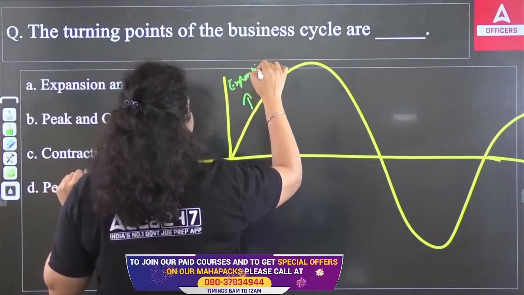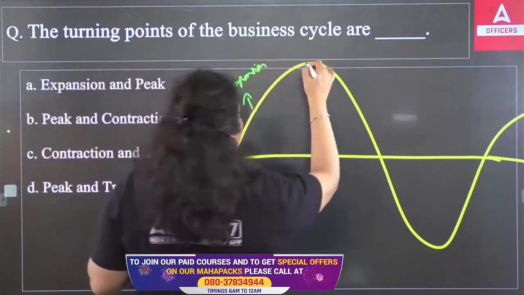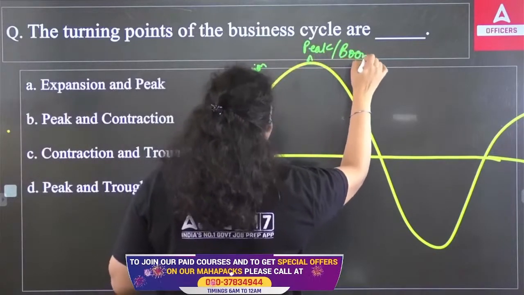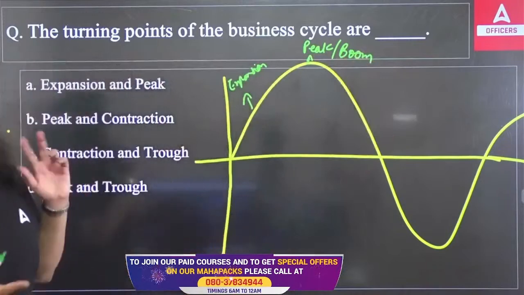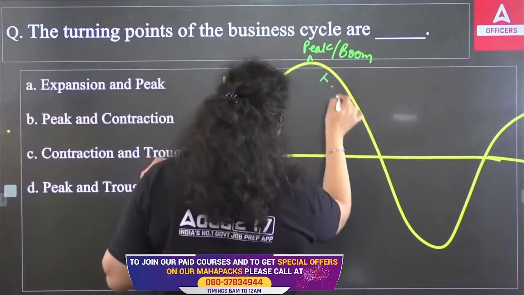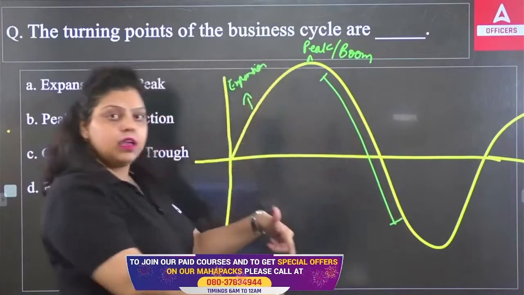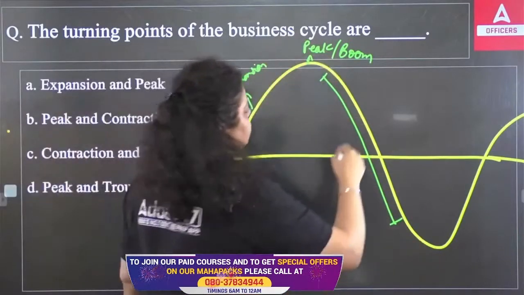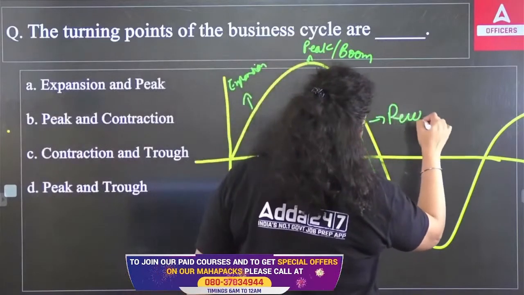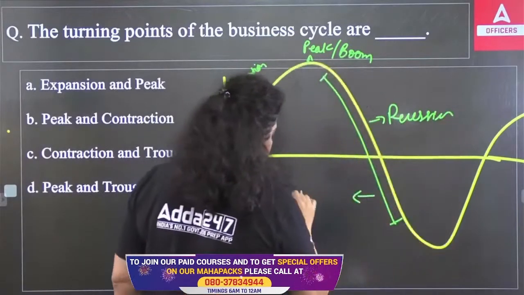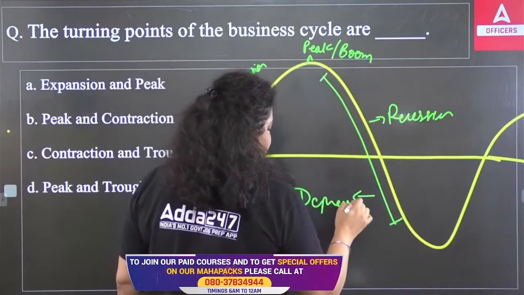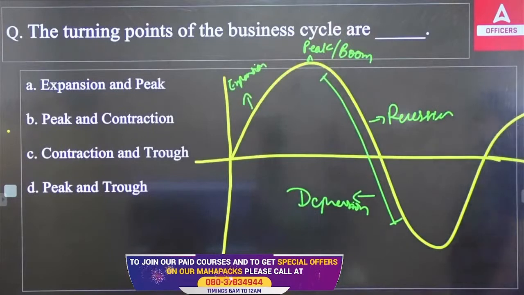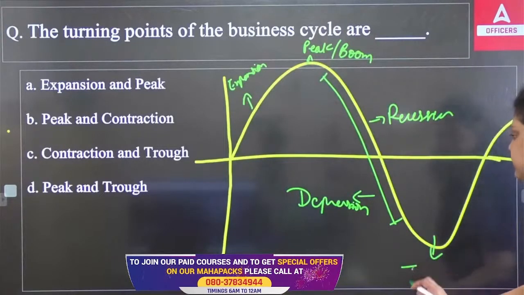And this is a peak situation. You can call it a peak or you can call it a boom situation. So peak and boom both are the same, right? After that, from here to here, you will find a declining contraction in the economy. Here the expansion is happening, here the contraction is happening. So here you will find the recession, and here you find the depression. This situation will be seen because the economy is continuously declining. This is the situation where you will find trough.